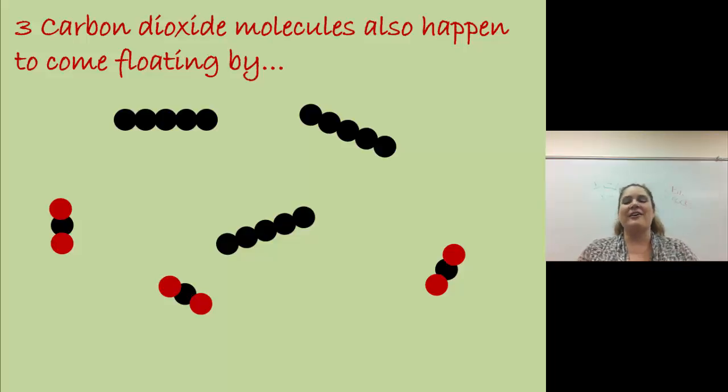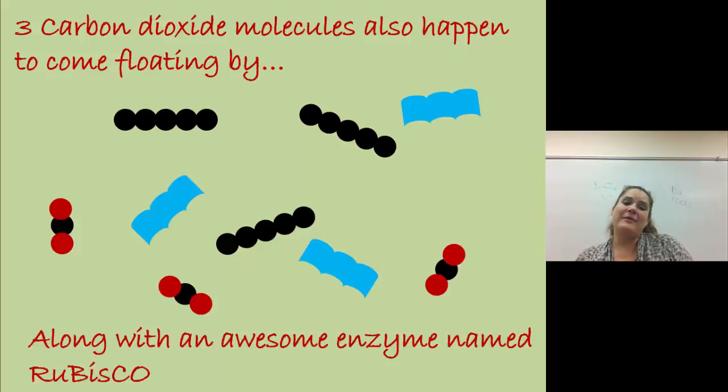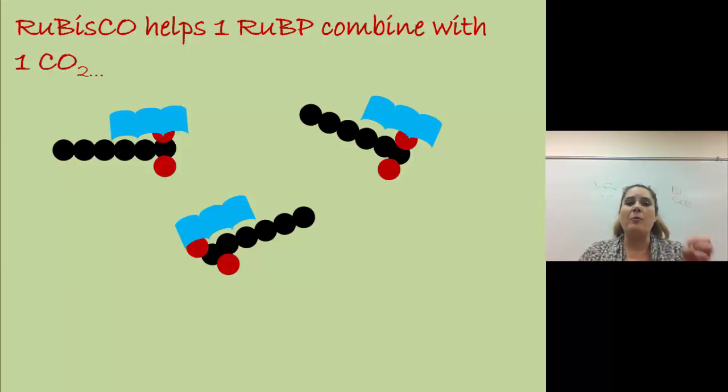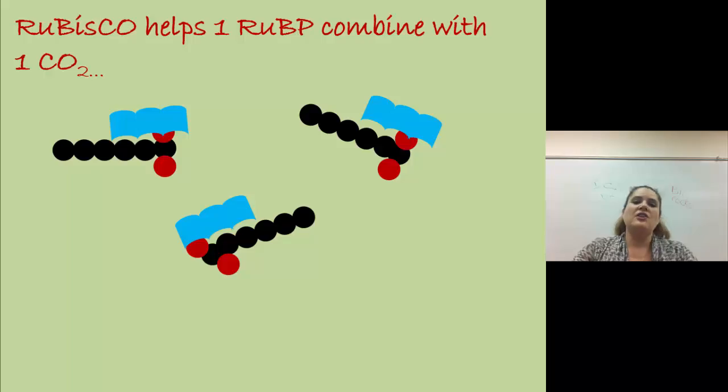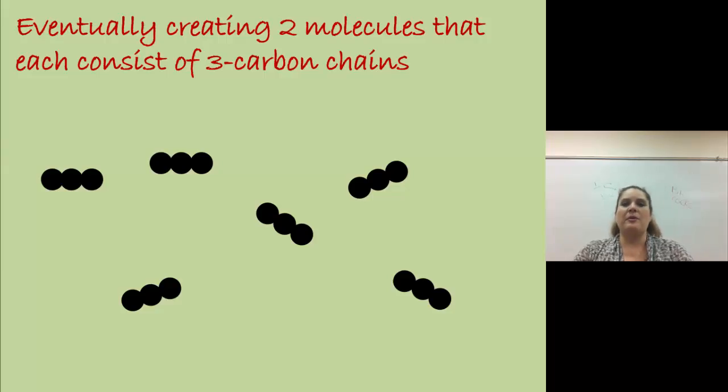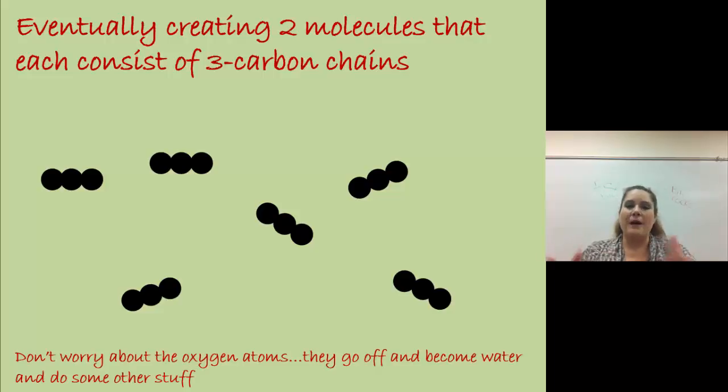So our 3 RuBPs are going to meet up with our 3 carbon dioxides. But another enzyme called Rubisco, this awesome enzyme, is going to come in and help. What Rubisco is going to do is help one RuBP combine with 1 carbon dioxide. And when that happens, you're going to get 2 molecules that each consist of 3 carbon chains. So if you look at it, you've got 6, 6, and 6. And then quickly it breaks apart into 3 and 3. But remember that we did that 3 times, and so that's why I have 6 molecules up here.